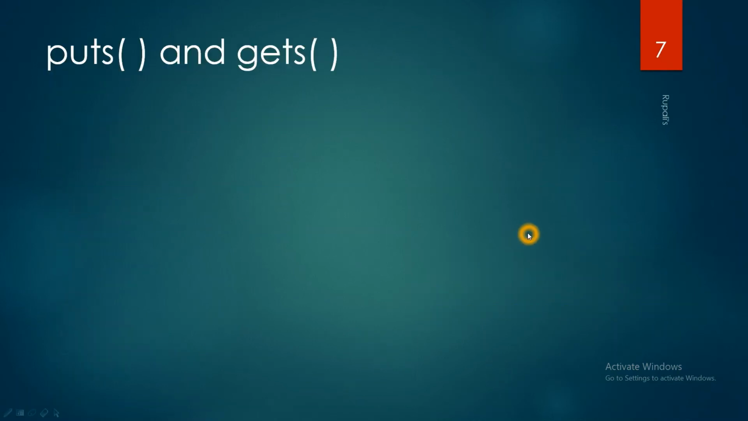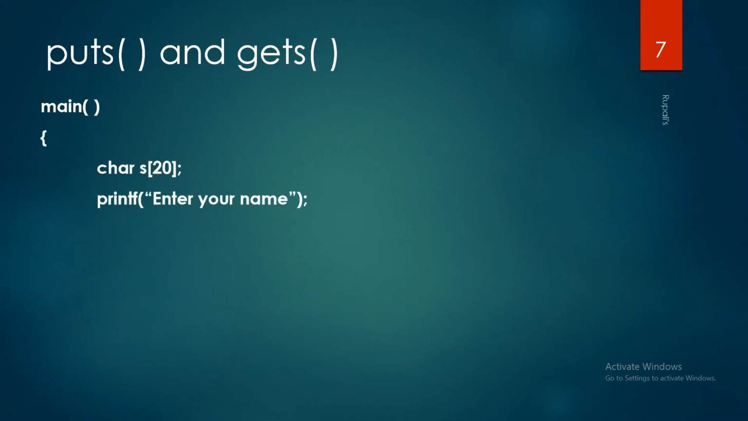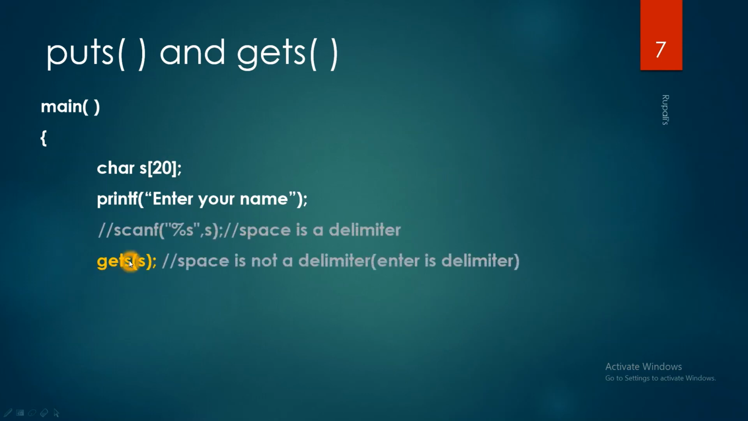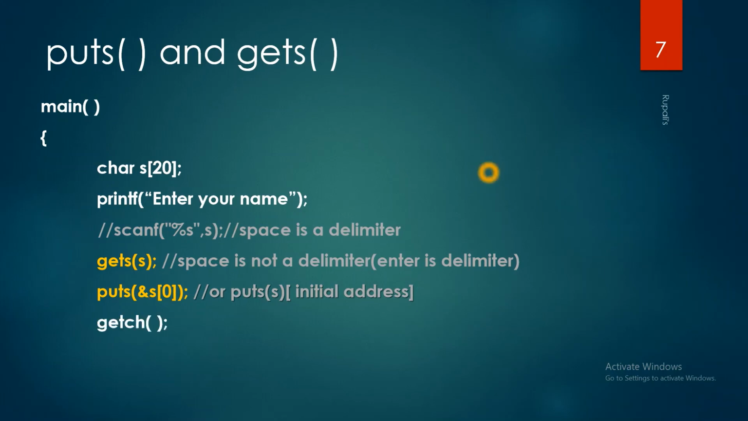Now puts and gets. main. puts and gets are two system defined functions. So char s[20], declaring a string of size 20, a character array of size 20. printf "enter your name", then gets(s), by gets you can take the name, and by puts you want to print the name, then gets(s), age, then end. See the code.